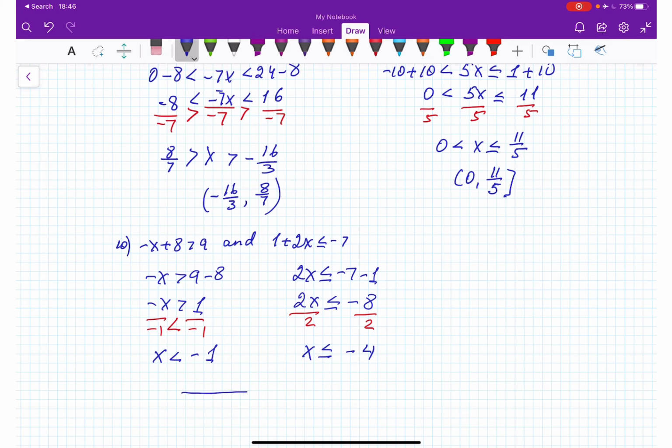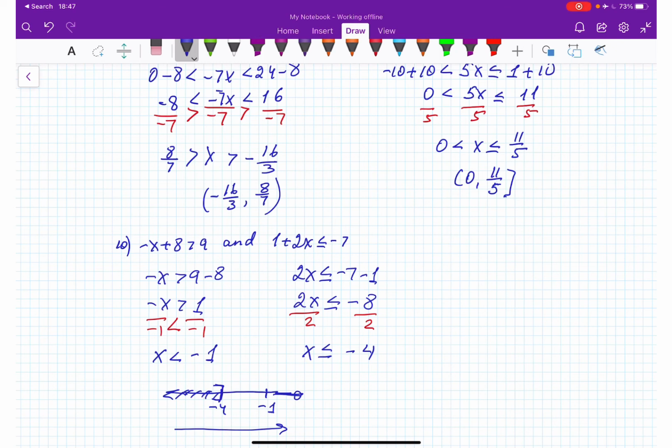Okay, let's draw the number line. Let's say this is negative 4, and this is going to be negative 1. Remember, negative 4 is less than negative 1, correct? Why? Because negative 1 is closer to 0. Numbers are growing from left to right. Yes? Okay, so we have negative 4 less equal, square bracket, and then it goes this way.